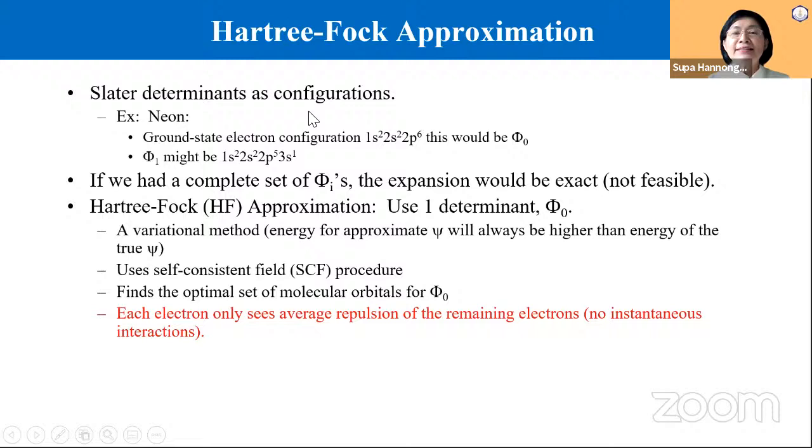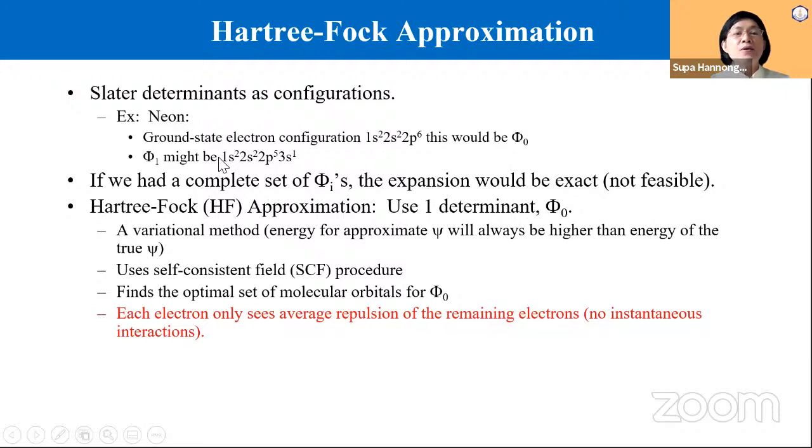You have 10 electrons. So the 10 electrons occupy the orbitals: 2 electrons in the 1s orbital, 2 electrons in the 2s orbital, and the remaining 6 electrons occupy the 2p orbital. And this would be the ground state electron configuration, or we call it big phi. This is big phi with subscript 0. That means ground state electron configuration.